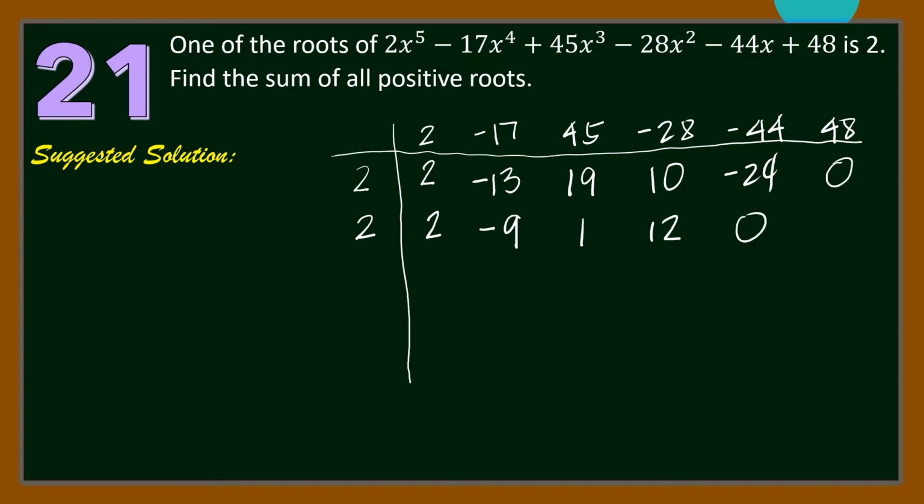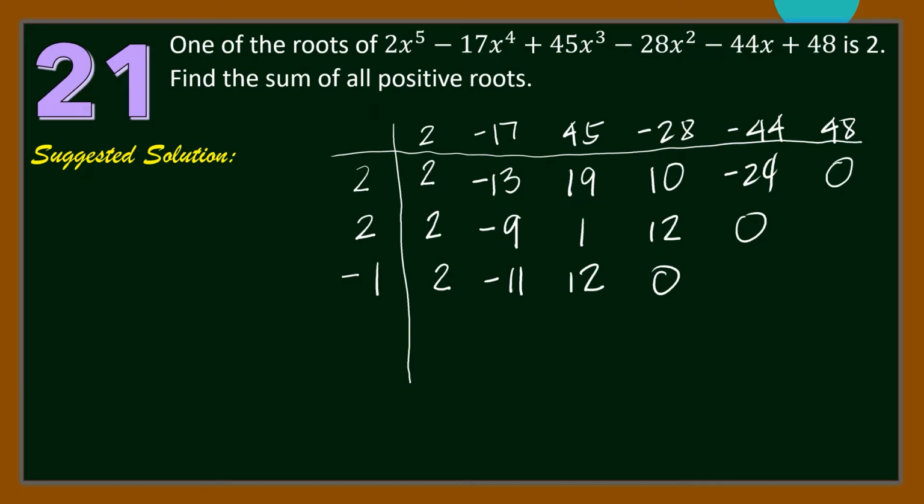Next, let us use negative 1 as a divisor. Then bring down 2. 2 times negative 1 is negative 2 plus negative 9, that is negative 11. Negative 11 times negative 1 is positive 11 plus 1, that is 12. Then 12 times negative 1 is negative 12 plus 12, that's a 0. Negative 1 is also a root of the given polynomial.